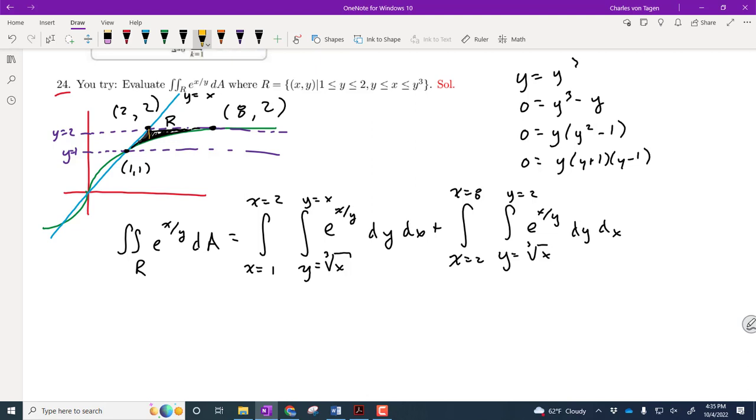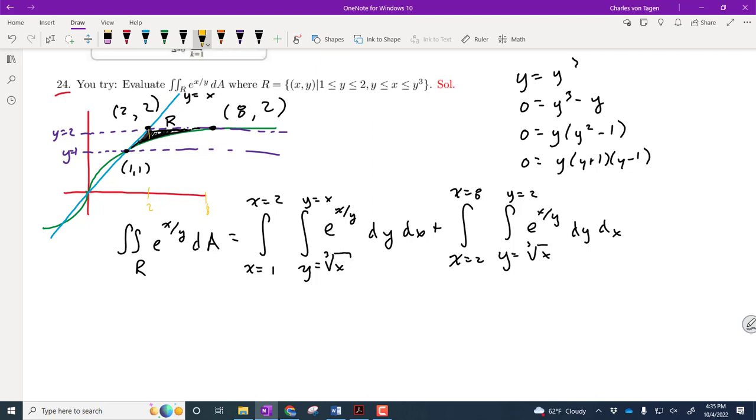it was the cube root of x curve on the bottom and the x curve on top. And then from x is equal to 2 out to x is equal to 8. There's where x is 2, there's where x is 8. It was the purple curve, y equals 2 on top, and the green cube root of x curve on the bottom. Does everyone see how we can set that up?